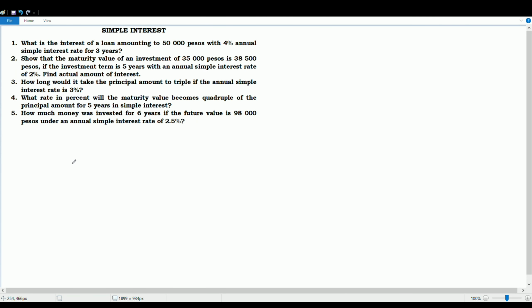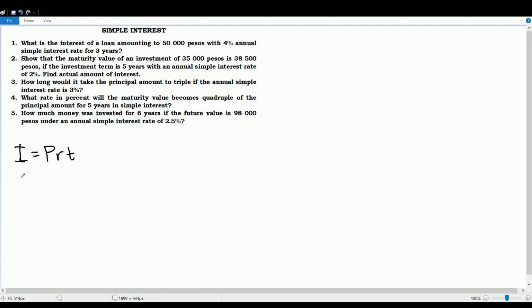Okay, so let's start our discussion by taking up these 5 examples. For example number 1, what is the interest of a loan amounting to 50,000 pesos with 4% annual simple interest rate for 3 years? In this case, we will be using the formula of simple interest, that is I equal to PRT, where I is the amount of interest, P is the principal amount, R is the annual rate, and T is the number of years or the duration of the loan.